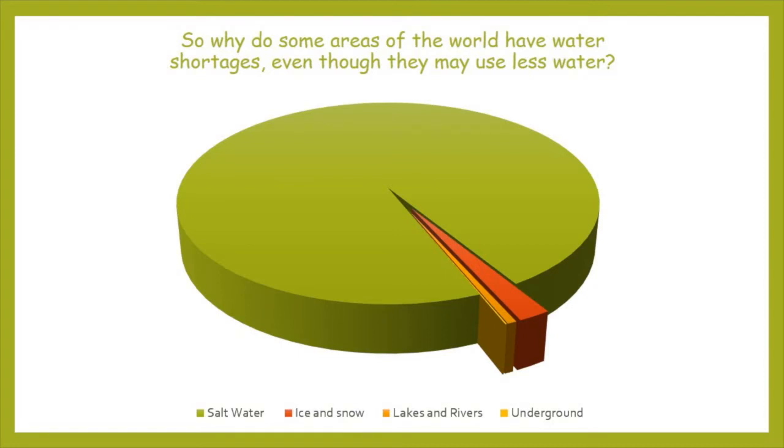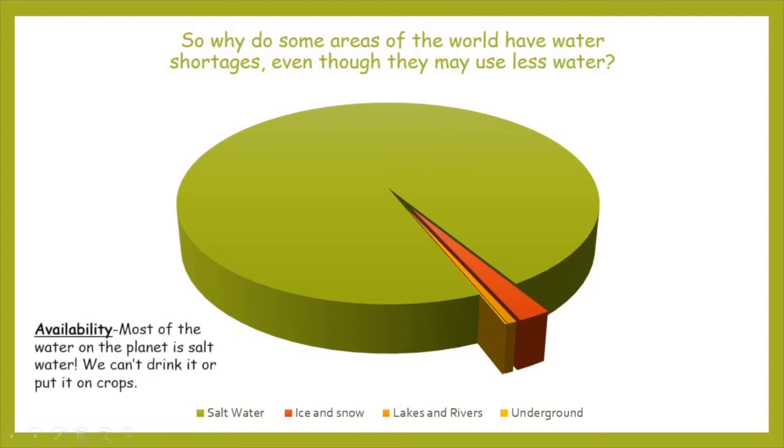We're going to make some bullet points or spider diagram notes, and the first one is availability. Most of the water on the planet is salt water. You can't drink it or use it to grow crops. So spider diagram or subheading, why do some areas of the world still have shortages even though they don't use much? First reason, availability.